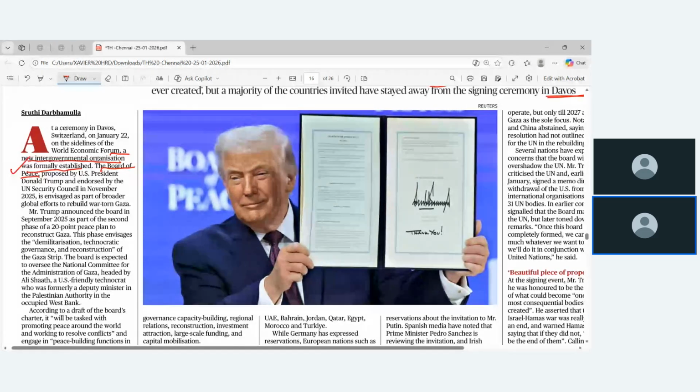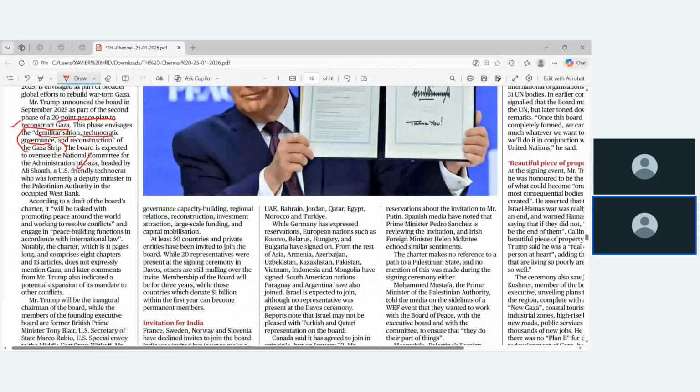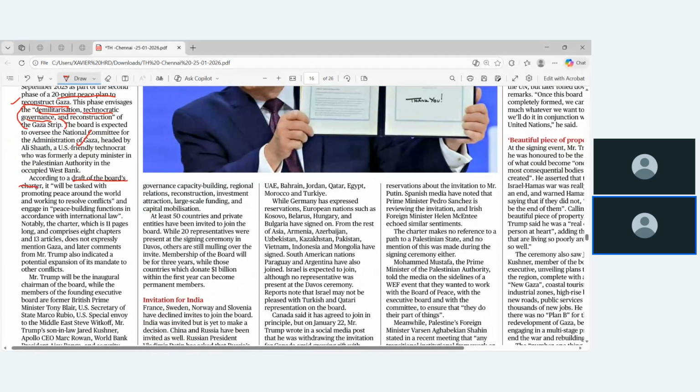He himself was the head of the Board of Peace, and in that the 20-point peace plan to reconstruct Gaza was also declared. This phase envisaged the demilitarization, technocratic governance, and reconstruction of the Gaza Strip. The duty of the board is to oversee the National Committee for the Administration of Gaza, and the draft of the board's charter talks about promoting peace around the world and working to resolve conflict.